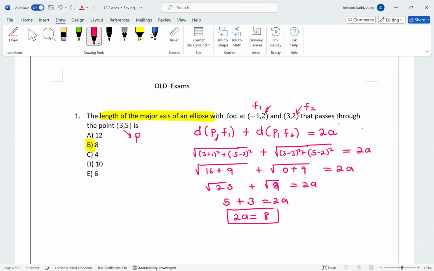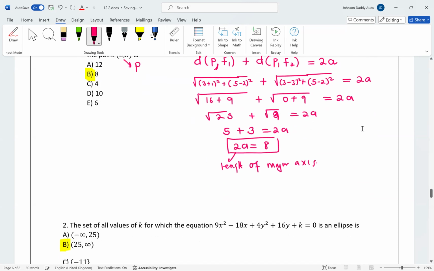And what is 2a? 2a is the length of the major axis. All right, now number 2.